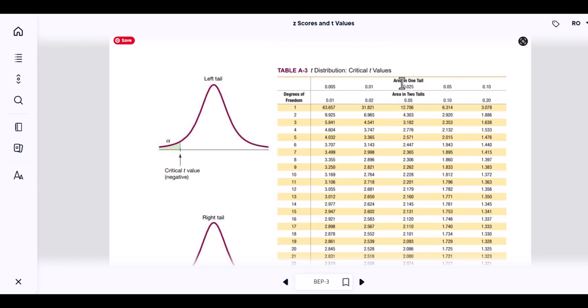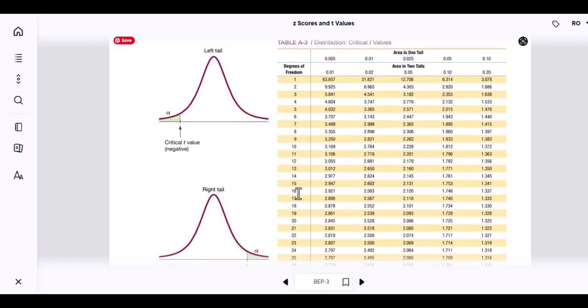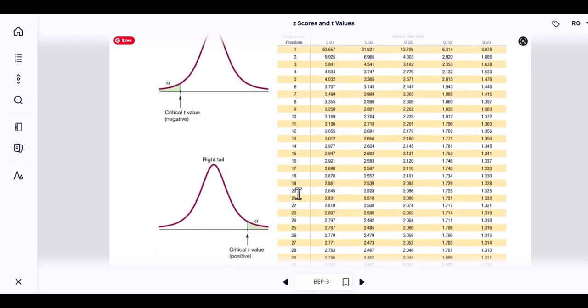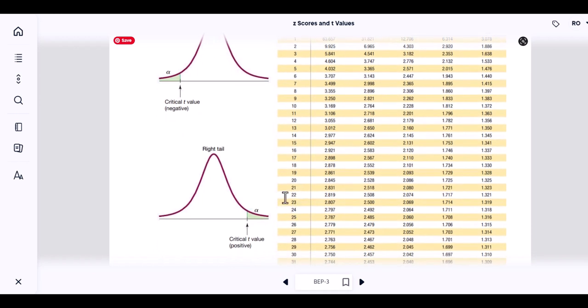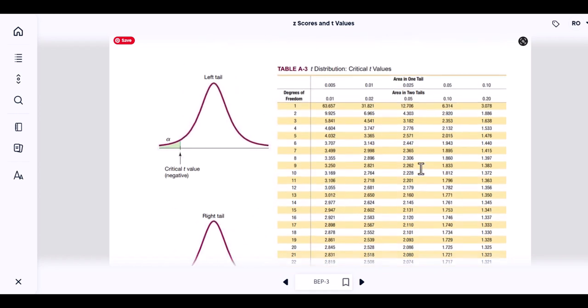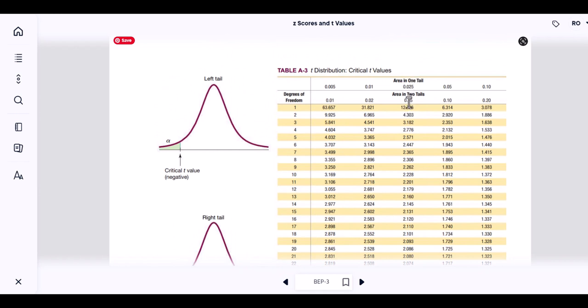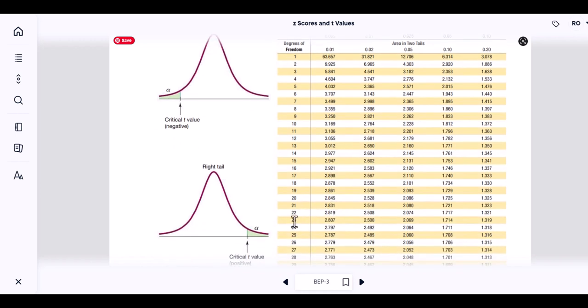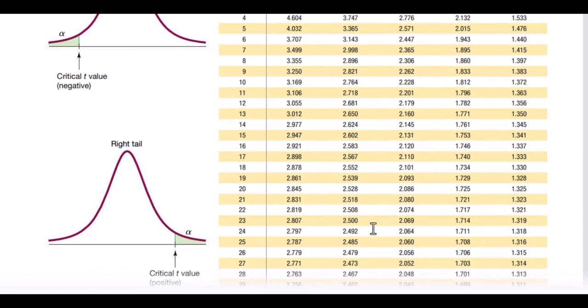So we're looking at area in one tail, 0.025. But notice that even if you used area in two tails, the equivalent is 0.05, so they are the same. Our degrees of freedom: what's our sample size? Our sample size was 24, so degrees of freedom is one less, 23. Look at 23 and the column for 0.025 in one tail, or 0.05 in two tails, the one in the middle. Going back to 23, it's 2.069. Can you see that? So 2.069 is our critical value.